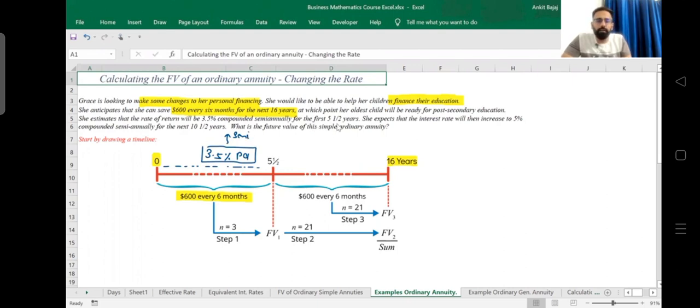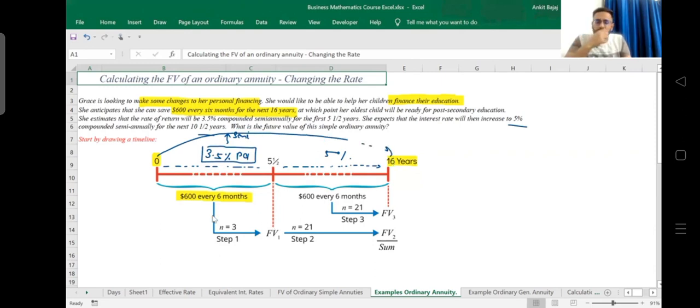Then she expects that the interest rate will increase to 5% compounded semi-annually for the next 10 and a half years. So here she will be getting 5% interest for the remaining 10 and a half years. This is the future value of a simple ordinary annuity. She tries to find what will be the future value of her investment after 16 years.